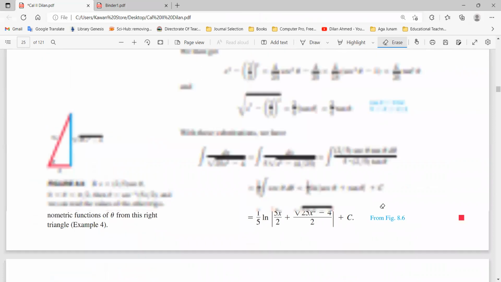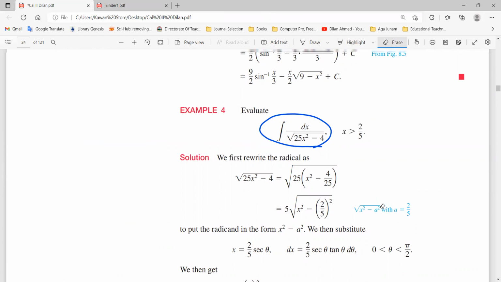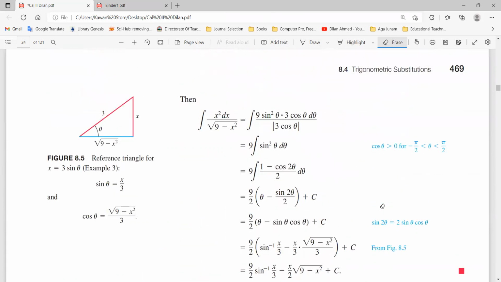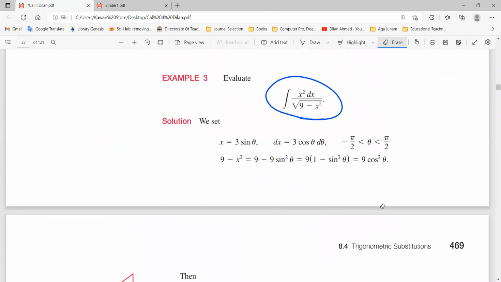So all formulas, look again, we have what? We have 25x squared minus 4, and there is no formula for it. We cannot solve this one by formula. And again, we have x squared here. So how do we eliminate this x? And how do we solve that?